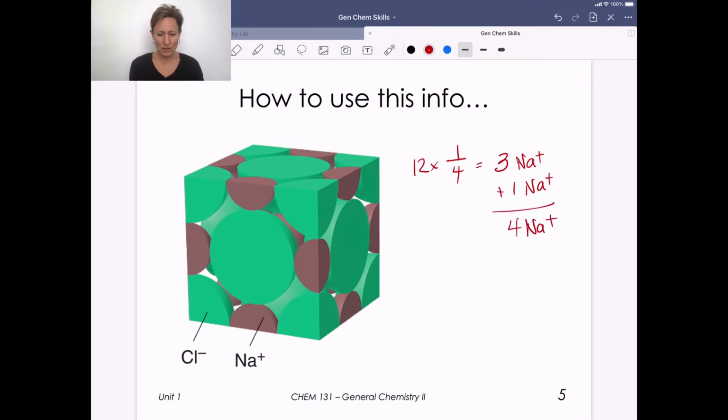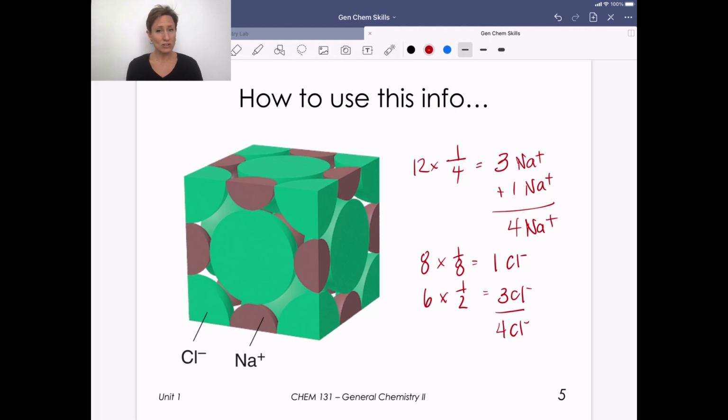Let's do the same thing with chloride. We've got chloride on the corners here. I've got 8 corners, and each corner owns 1/8. So that gives me 1 chloride ion from my corners. And then I've got faces here. There are 6 faces to a cube. Each face has 1/2 of a chloride ion, so that gives me 3 chloride ions. So I have 4 total chloride ions in this unit cell.